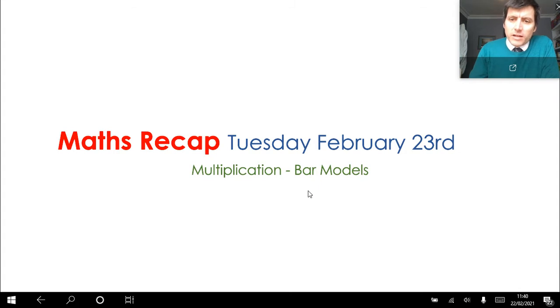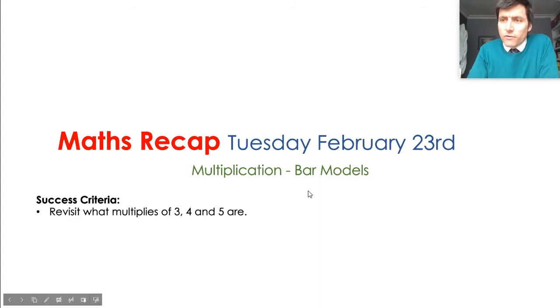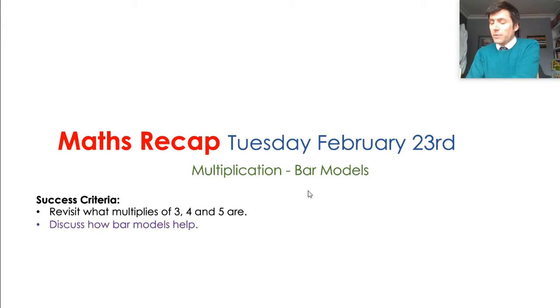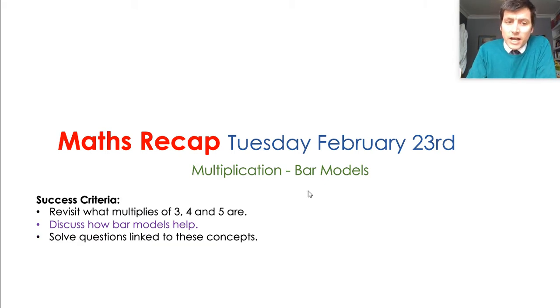Okay, to use them today, we're going to be thinking particularly about our 3, 4, and 5 times table. So we're going to begin by revisiting those multiples. We're going to discuss how these bar models help us, so we're going to look at how they'll support us in our learning. And then we're going to solve some questions that are based on them.